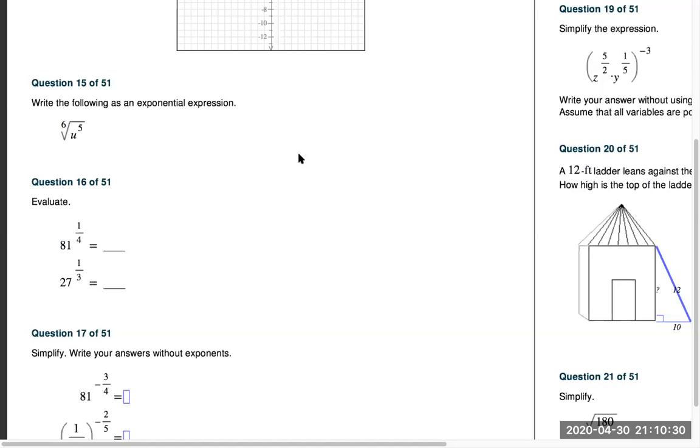So the first one I have is 81 to the 1/4. You do not need to change this back into a root. Use your exponential knowledge. Try to write 81, preferably as a 4th power if you can. So 81 is actually 3 to the 4th, and that's taken to the 1/4 power. So we have 3 to the 4th to the 1/4. Remember, multiply these exponents, you'll get 1 here. So you get 3 out.